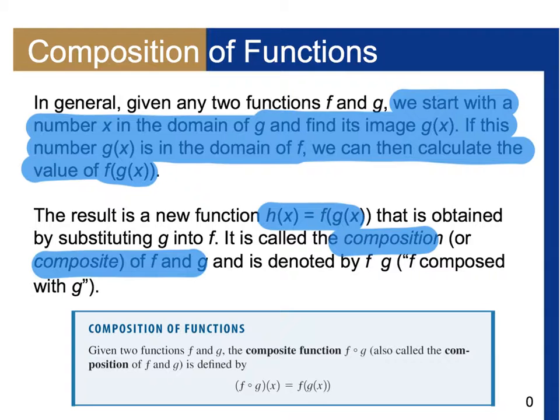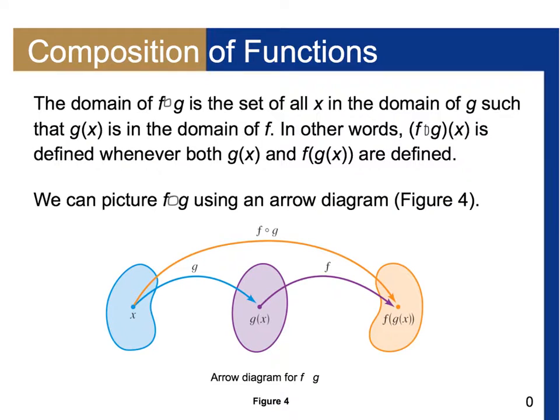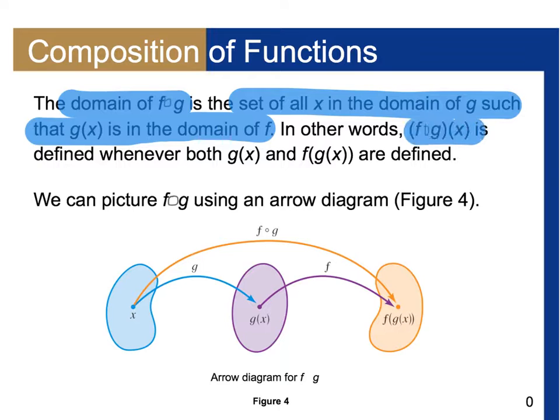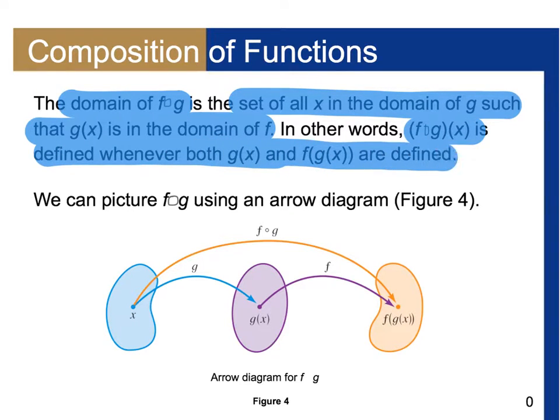And then on this side, we're going through the inner function, then the outer. Okay, if we talk about the domain of f of g, it's the set of all x in the domain of g, such that g of x is in the domain of f. In other words, f of g of x is defined whenever both g of x and f of g of x are defined. So we have to find x where g of x is defined and f of g of x is defined.